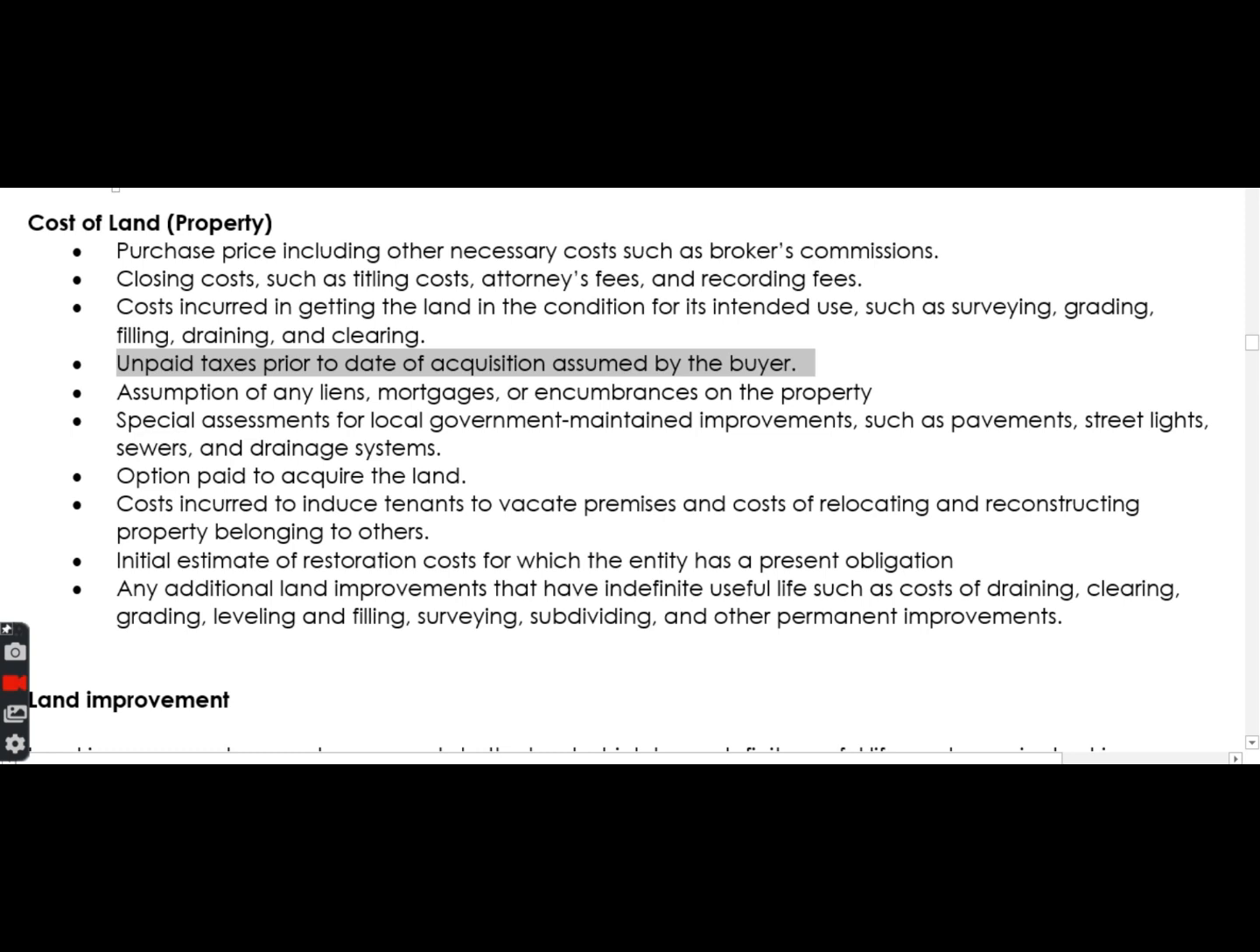Okay? Tapos yung mga liens, mortgages, or encumbrances on the property, kasama yan sa capitalizable cost. Okay? Tapos, special assessments for local government maintained improvements such as pavements, street lights, sewers, and drainage systems. Okay, yan yung mga yan. Kasama yan sa capitalizable sa'yo. Okay? You might be questioning or you might be asking, sir, bakit kailangan kami ang magbayad niyan?